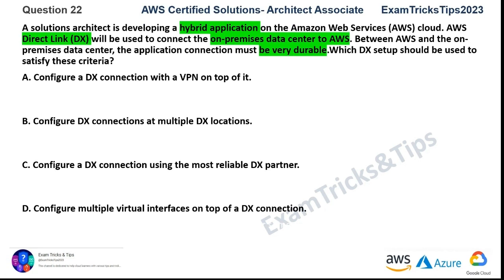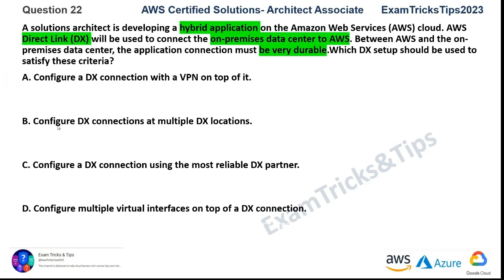So in terms of the problem description, we have a hybrid application scenario. We have an on-prem data center and also an AWS data center. Some of the application components are sitting in the on-prem data center and some are sitting in the AWS data center. It's already decided that they will be connected using a Direct Connect connection, which is a good choice. Now, the question we need to answer is what setup of Direct Connect we should be using in order to make the connection more durable. We have a few options here, so let's go through each option one by one and figure out what's the correct answer.